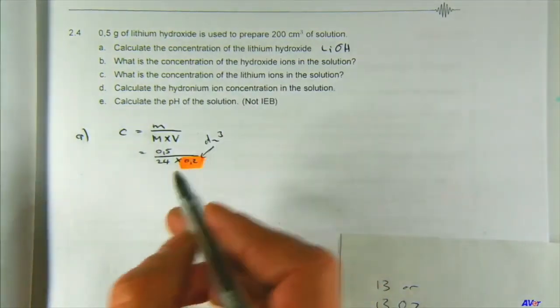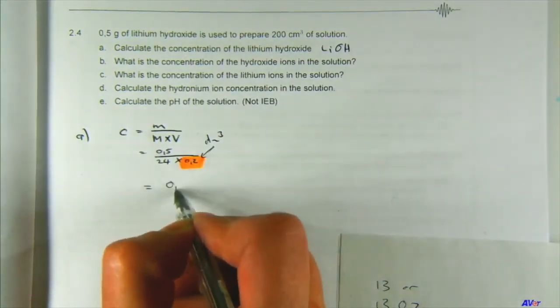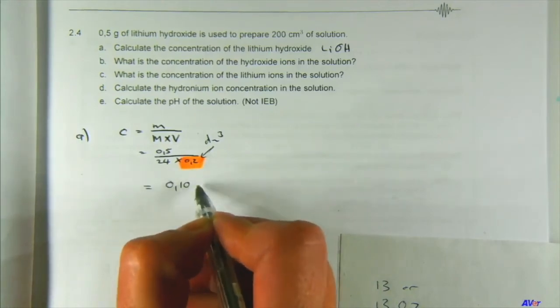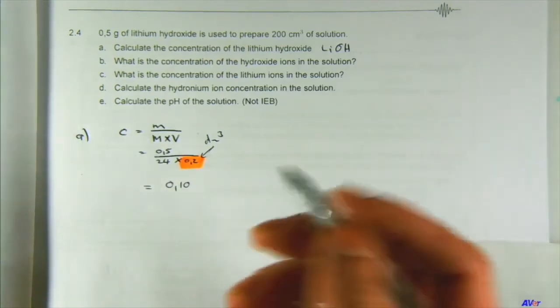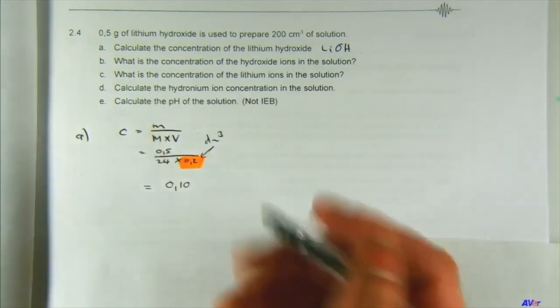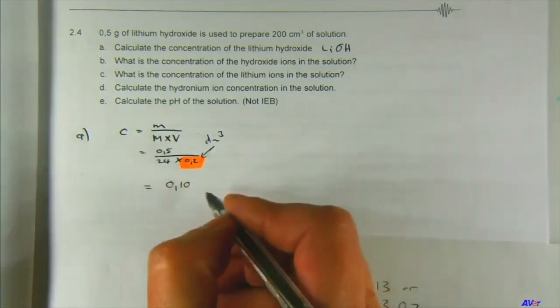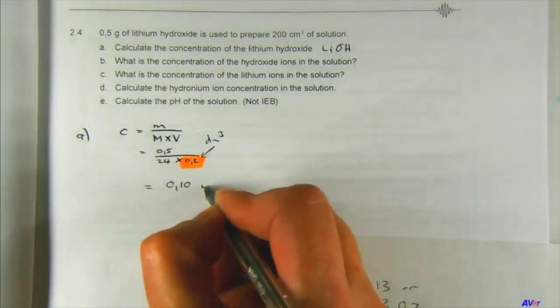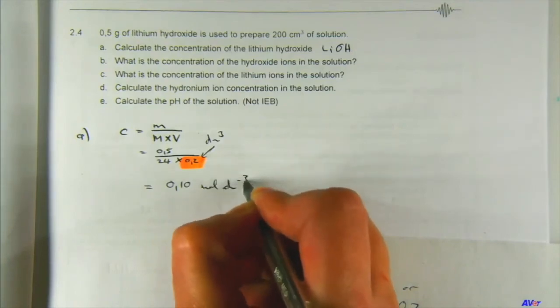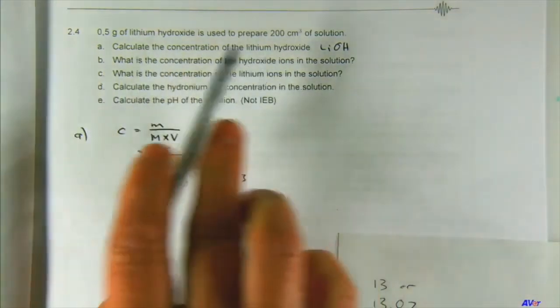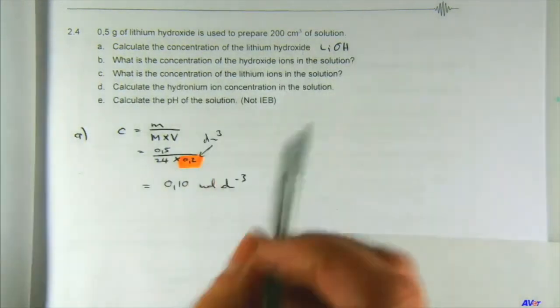And if you do that correctly, you end up with 0.10, actually 4. And that depends, if you're rounding off, you can leave it like this, or you can use the 4. It will make a little bit of difference in the final answer, but they mark both. So, do you want to leave it like this? Okay, nice. Mole per cubic decimeter. That was for A. Now we have the concentration of lithium hydroxide.